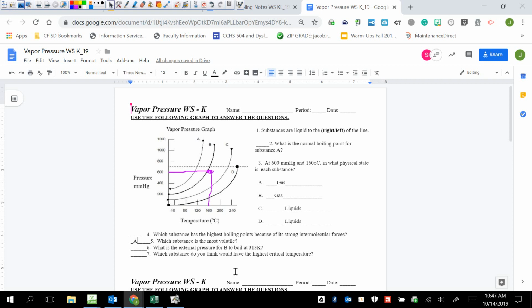Okay, so which substance do you think has the highest critical temperature? Meaning, which one can get hotter before it becomes a gas? Well, that would be D, right? Because it's right here. It takes a lot of temperature for it to boil, especially at normal pressure. It's 240 degrees Celsius to boil there. So that's kind of how you read it.